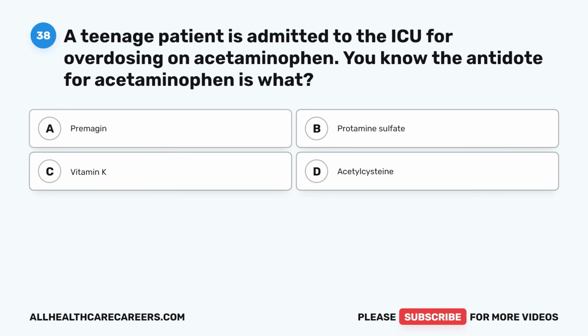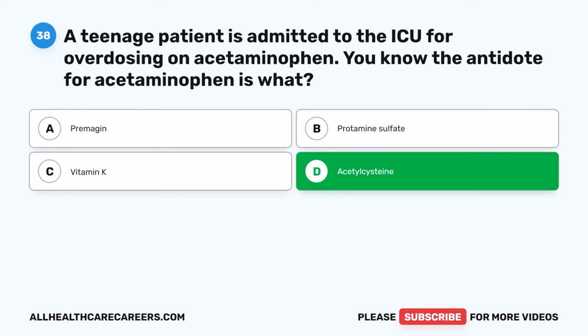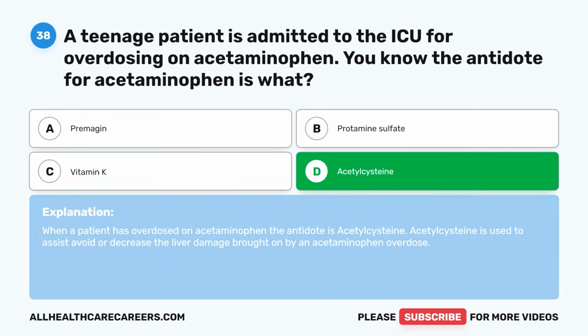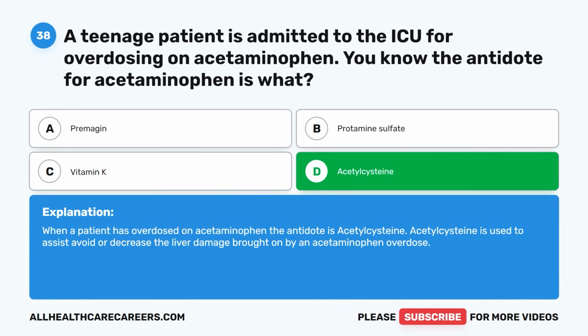Question 38. A teenage patient is admitted to the ICU for overdosing on acetaminophen. You know the antidote for acetaminophen is what? A. Primogen. B. Protamine sulfate. C. Vitamin K. D. Acetylcysteine. The correct answer is D. Acetylcysteine. When a patient has overdosed on acetaminophen, the antidote is acetylcysteine. Acetylcysteine is used to help avoid or decrease the liver damage brought on by an acetaminophen overdose.